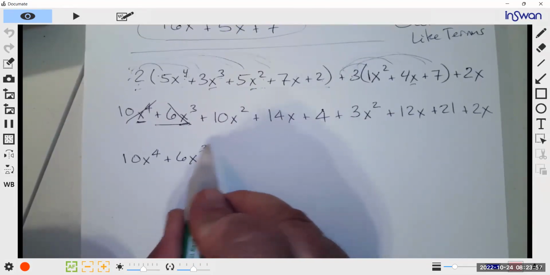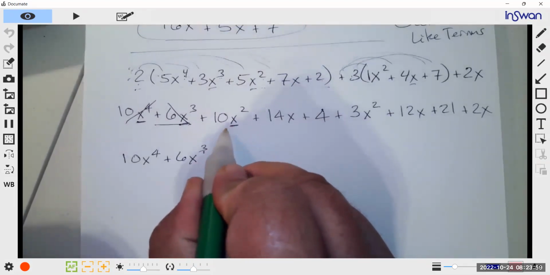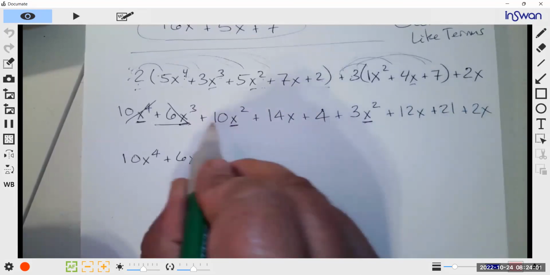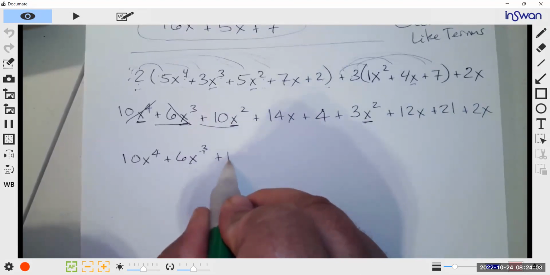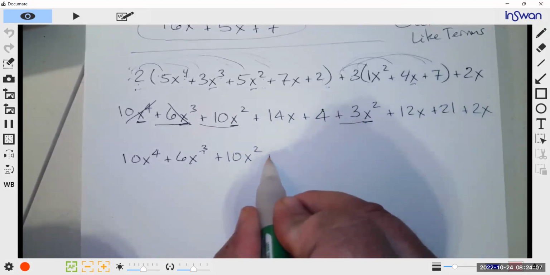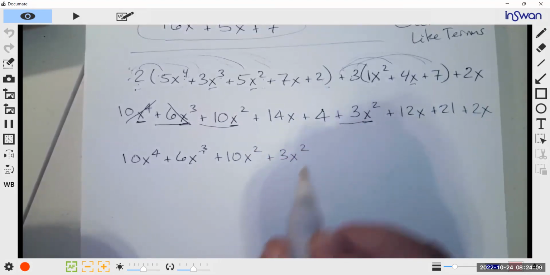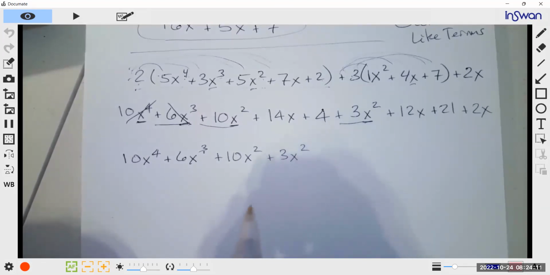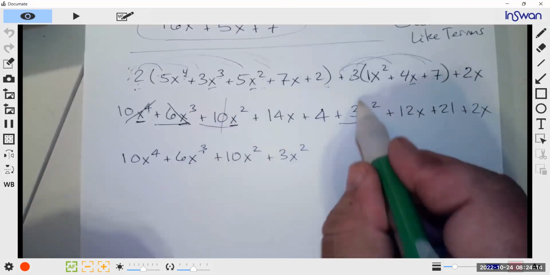Okay, now let's have a look for x squared terms. There's one there. There's one there. So I have positive 10x squared, and then positive 3x squared. I can get rid of those.